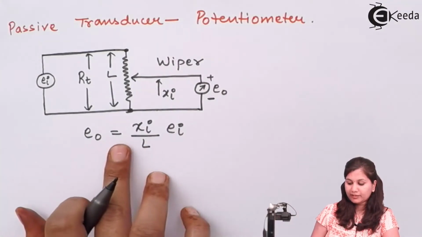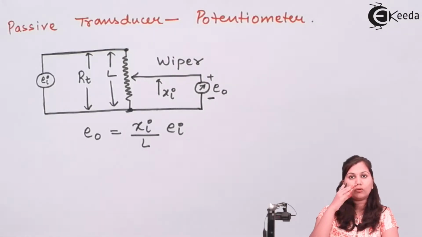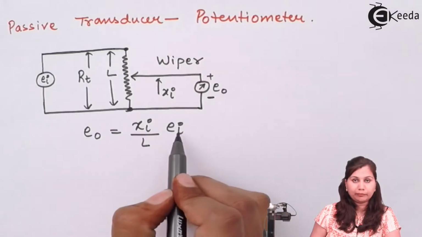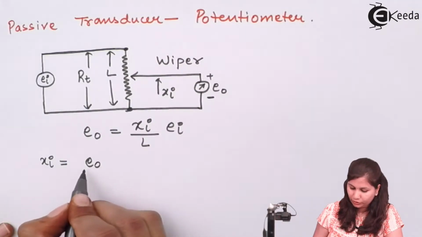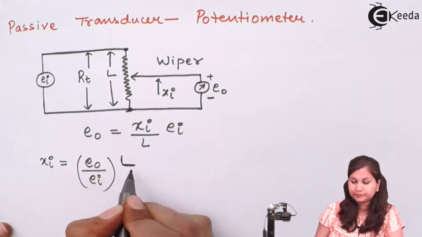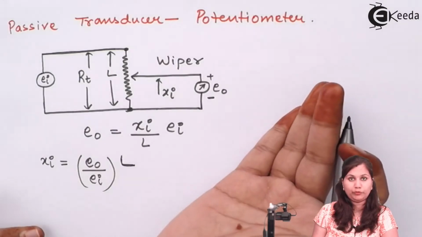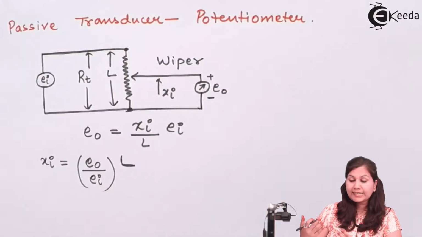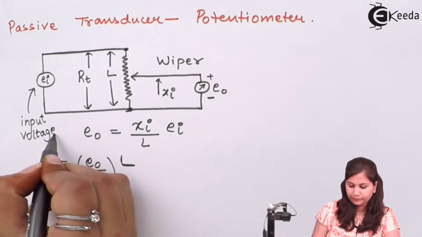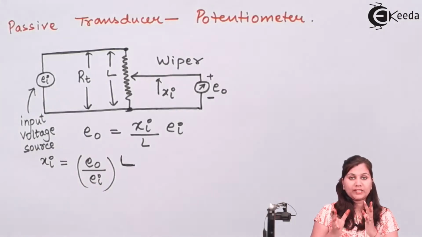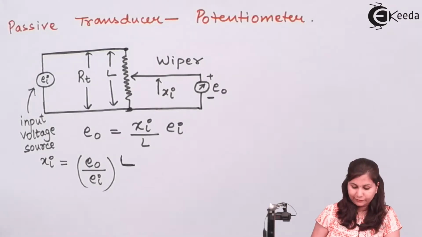Okay, meaning that the output voltage is equal to the ratio of this Xi by this length, meaning the displacement of this wiper on this slider, so Xi by L, and this is the input voltage. So we can say that Xi, that is this displacement, is equal to E naught by EI into L. Now here in this potentiometer, the energy which is required for the conversion of the displacement into the output voltage is provided by an external source we are using, which is this input voltage source. So because we are using an external power source for this process of conversion, it is called a passive transducer.